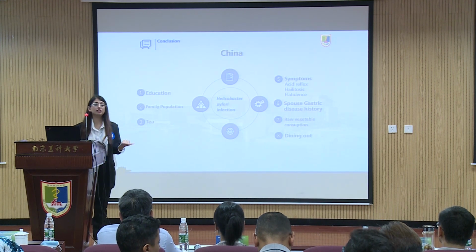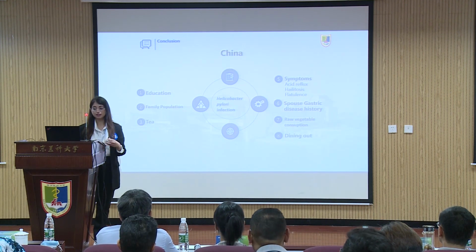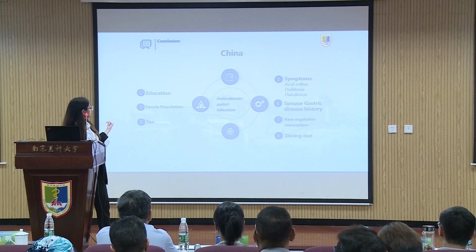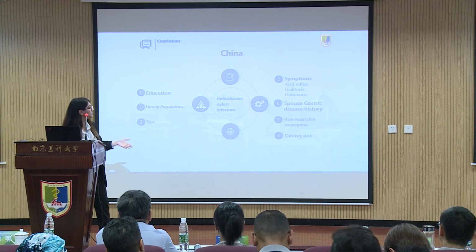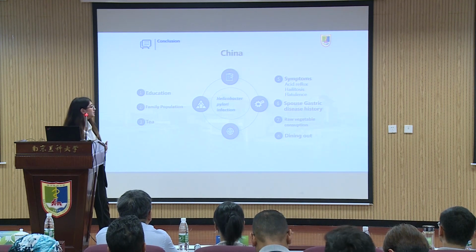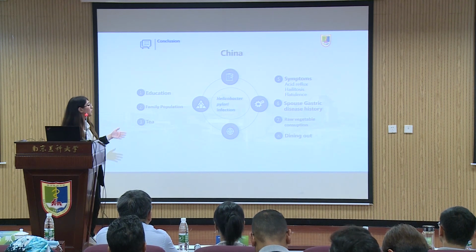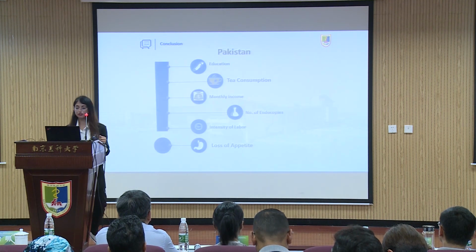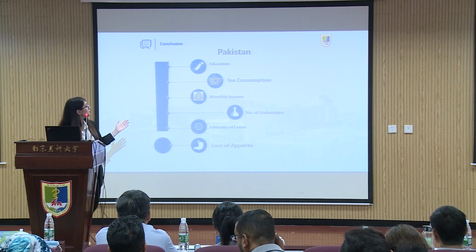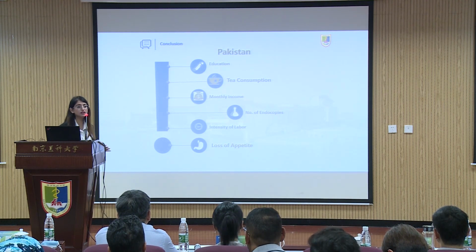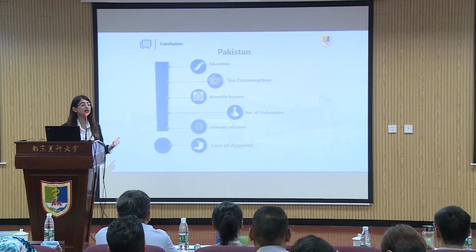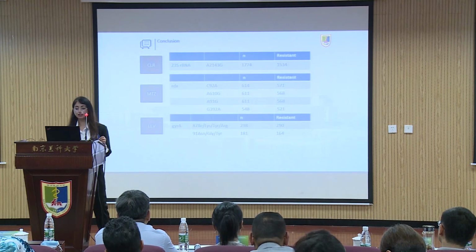After the regression and logistic regression analysis, I found that education, population, tea, some symptoms, spouse gastric disease history, raw vegetable consumption, and dining out were also related as independent factors in the Chinese population. And in Pakistan, education and tea consumption in both countries I mentioned, but monthly income, number of endoscopies, intensity of labor, and loss of appetite were also seen.